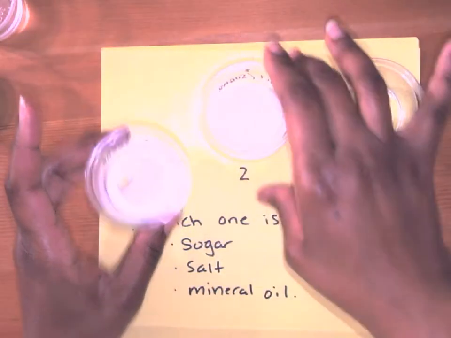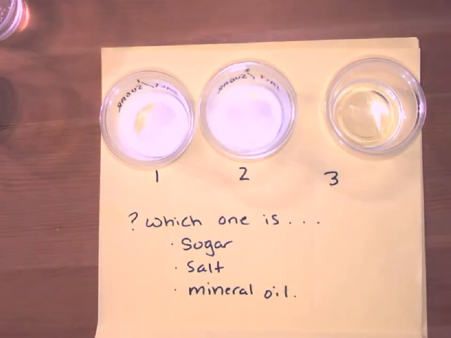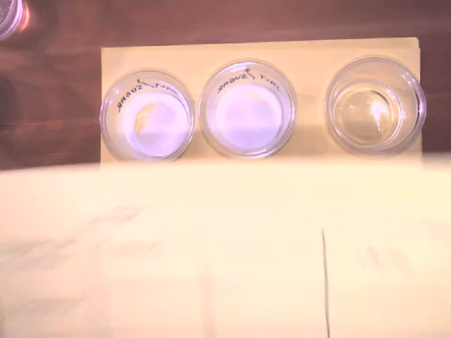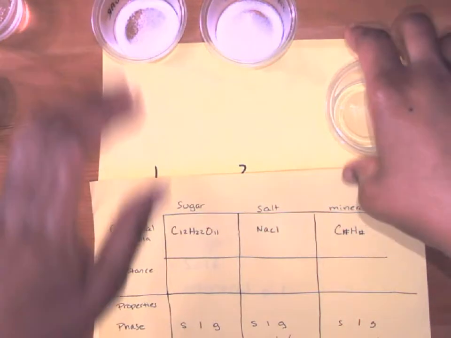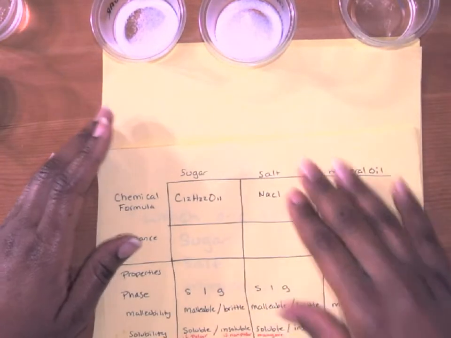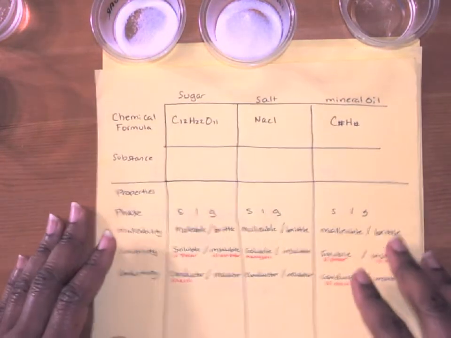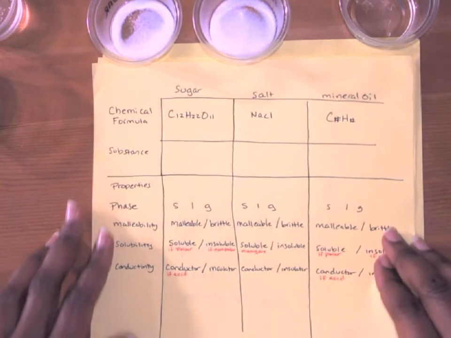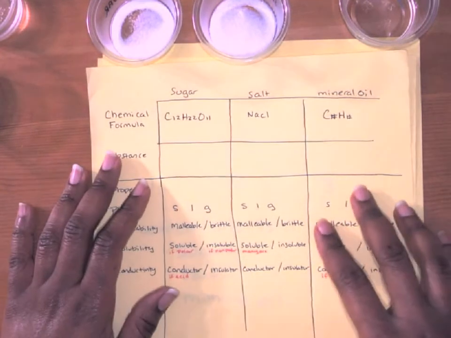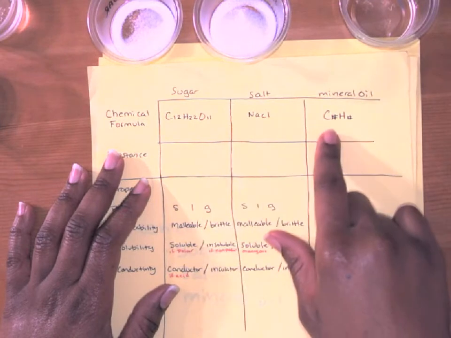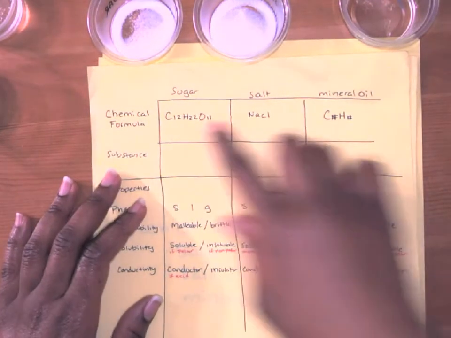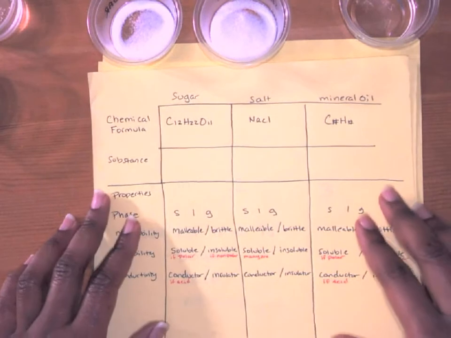All right, so how can we determine that without actually tasting it? What we can do is test their properties. In order to figure out which tests we're going to do and what we should be looking for, we need to first identify what these substances are. So what I have here is a list of the chemical formulas for sugar, salt, and mineral oil.